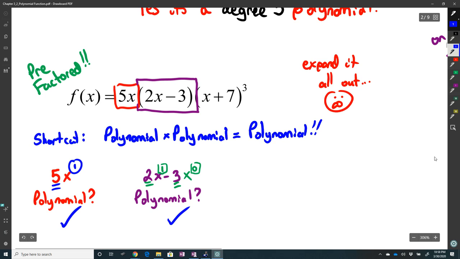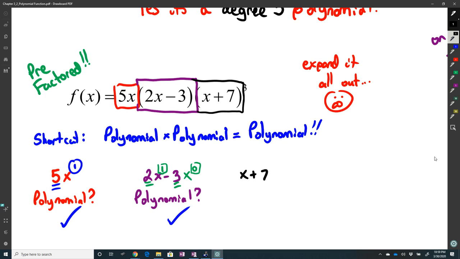And then I go to the last one, x plus 7. So why am I not including the cubed? I'll explain that later. So first, x plus 7. So x plus 7 is a polynomial for the same reason that 2x minus 3 is a polynomial.